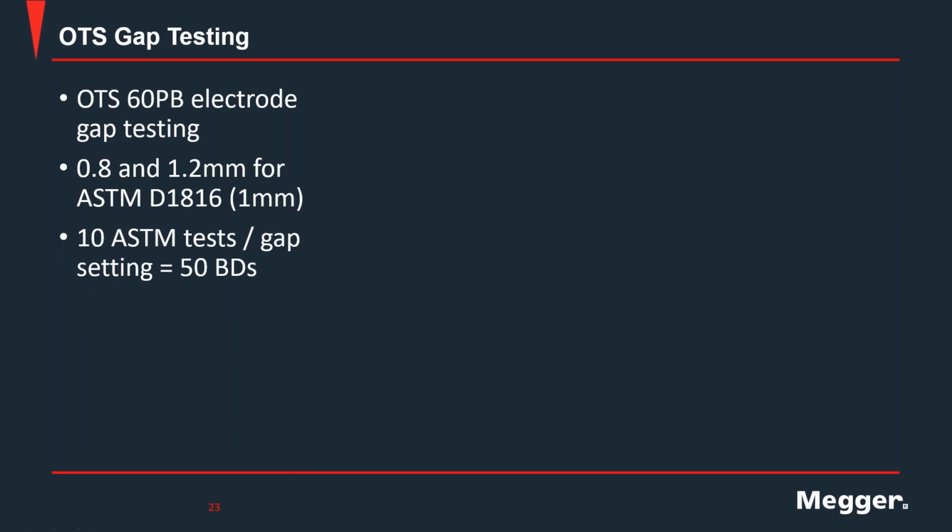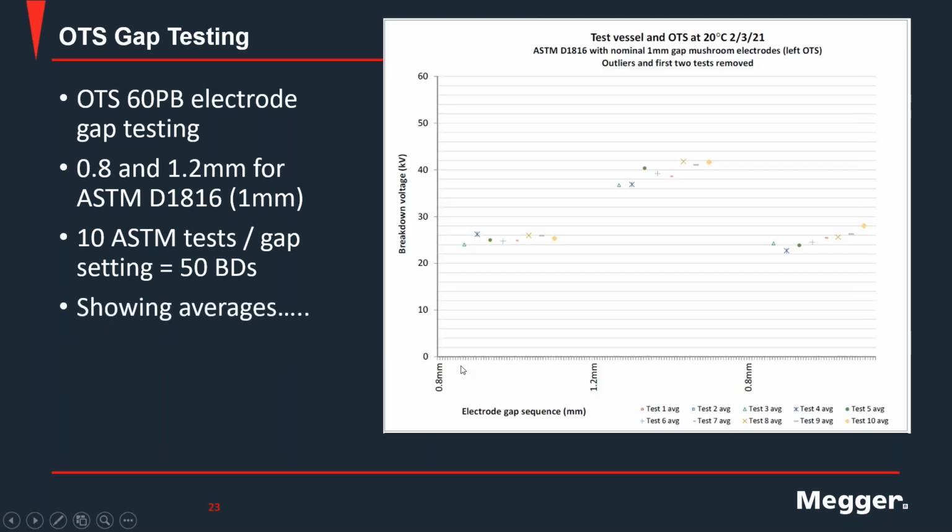So we performed 10 ASTM tests per gap setting. So that's 50 breakdowns per gap setting. This gave us quite a good statistical data point to actually work from. And this graph now actually shows the averages. So if you look at the x-axis column, this is the breakdown voltage. And at the bottom, you can see the gap setting.